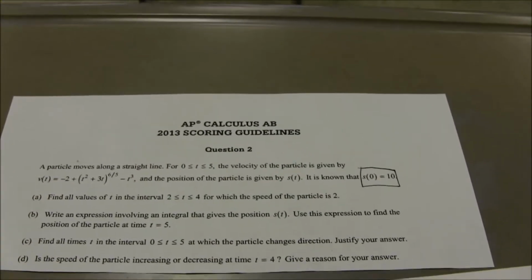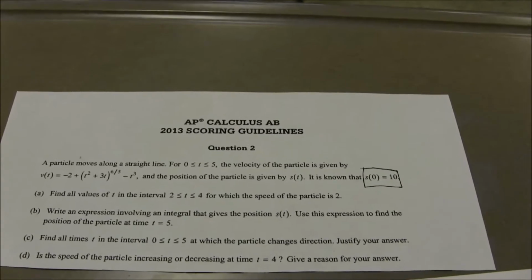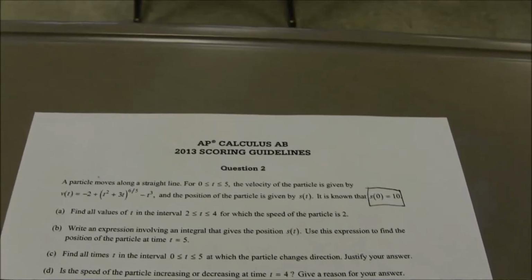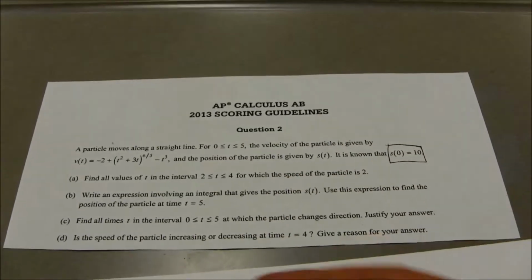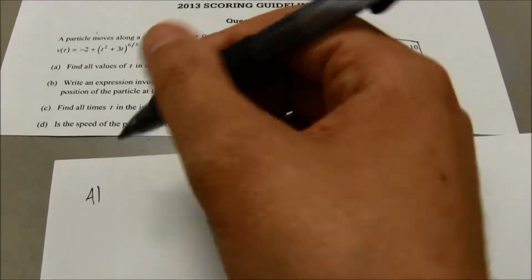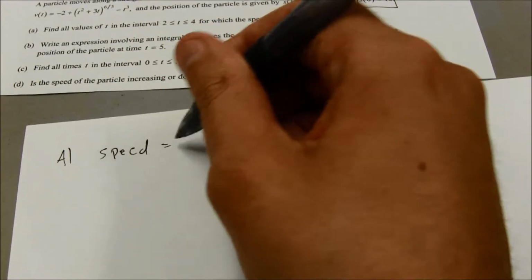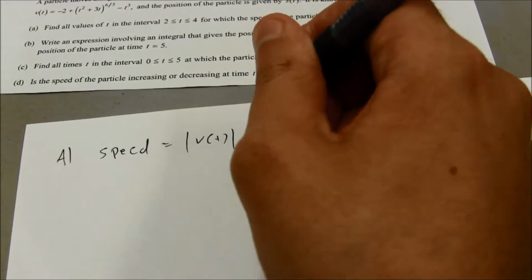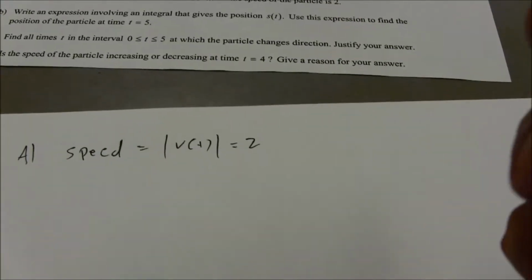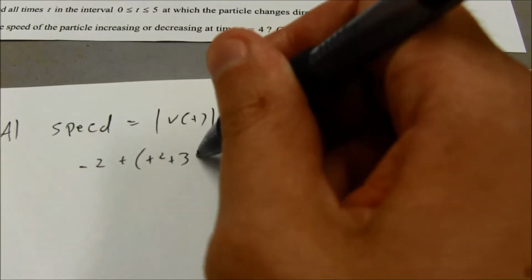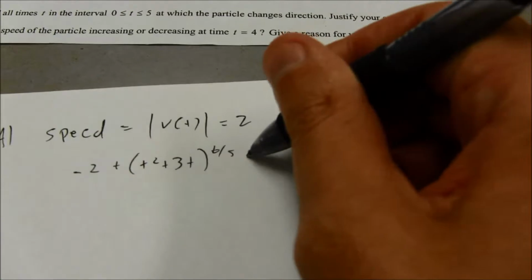Okay. Part A asks me to find all values of t in the interval for which the speed of the particle is 2. Well, remember that speed is the absolute value of velocity. I'm given a velocity function here. So speed is equal to the absolute value of velocity, and I want the speed to be 2 in this particular case. This is on the calculator section of the exam, so I should be able to set the velocity equation equal to the value of 2.